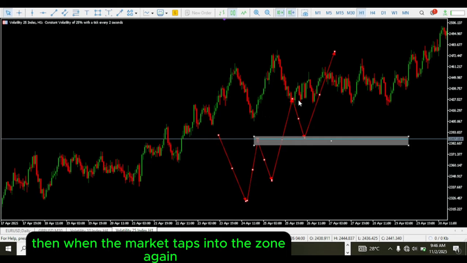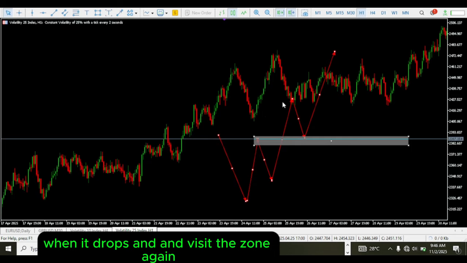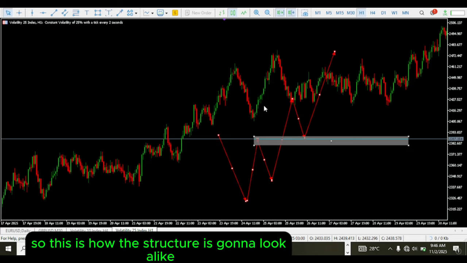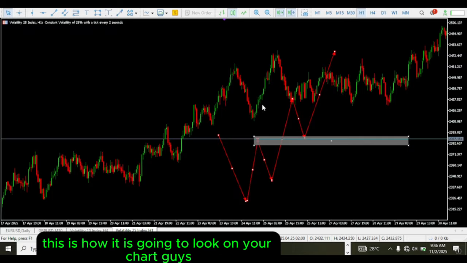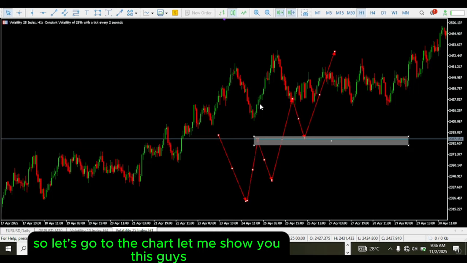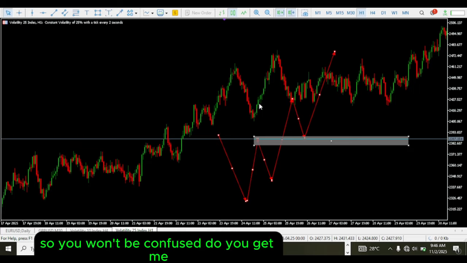Then when the market taps into the zone again, when it drops and visits the zone again, you're going to start pushing upwards, guys. Do you get me? So this is how the structure is going to look. This is how it's going to look on your chart, guys. This is the pattern for it. So let's go to the chart. Let me show you this, guys, so you won't be confused.